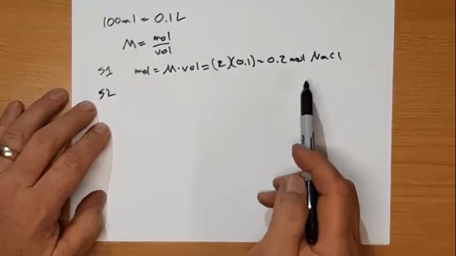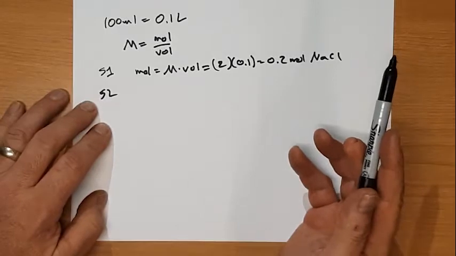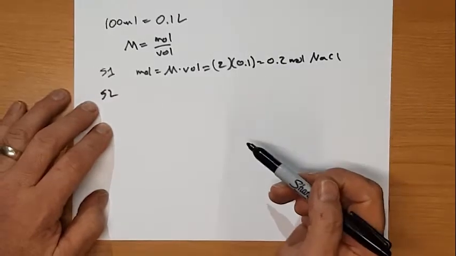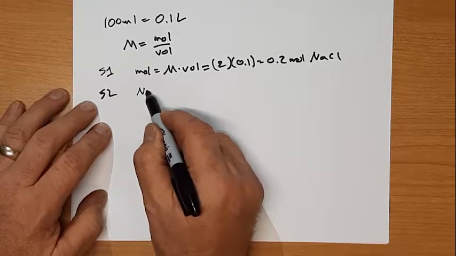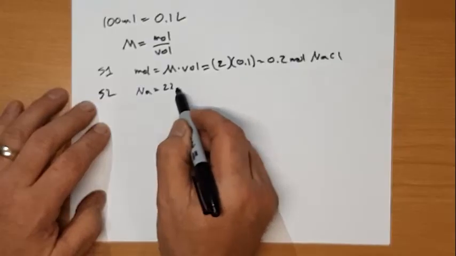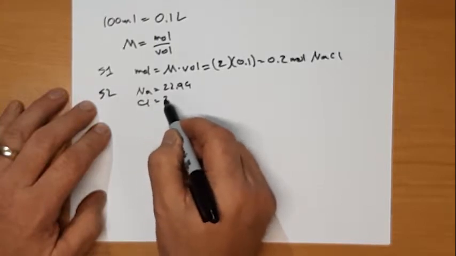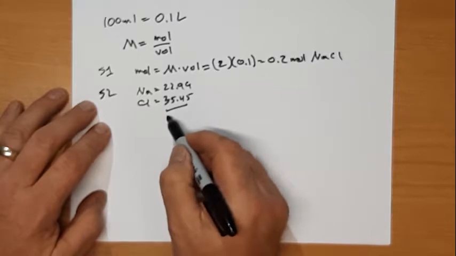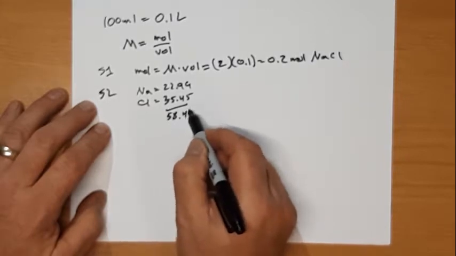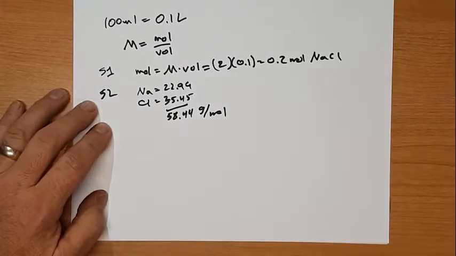Now, the thing is, though, molarity is not grams. So this gave us the moles. We can't measure moles, right? So we need to know how many grams that is. In order to figure out how many grams that is, we have to know the formula mass, right? So we go to the periodic table. Sodium is 22.99. Chlorine is 35.45. Add those up. 58.44 grams per mole. So that's step 2.